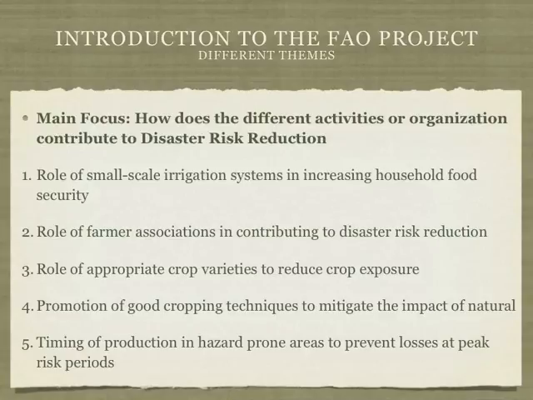Okay, so the different themes that we want you guys to work on as groups are, first, the role of small-scale irrigation systems in increasing household food security. The role of farmer associations in contributing to disaster risk reduction. This is more of a focus on social structure and social networks and how that contributes within the farming community and to disaster risk reduction. And then the role of appropriate crop varieties to reduce crop exposure.